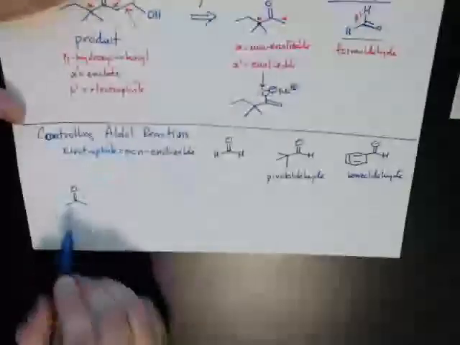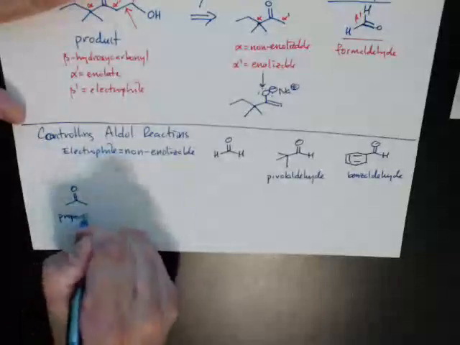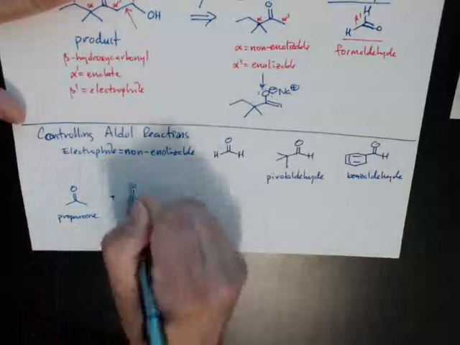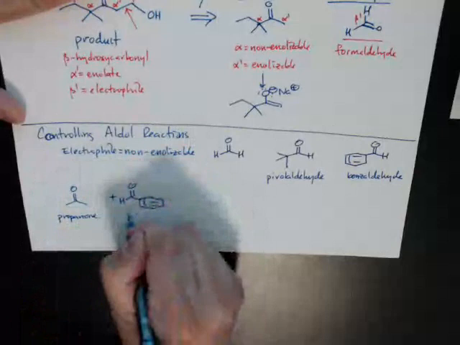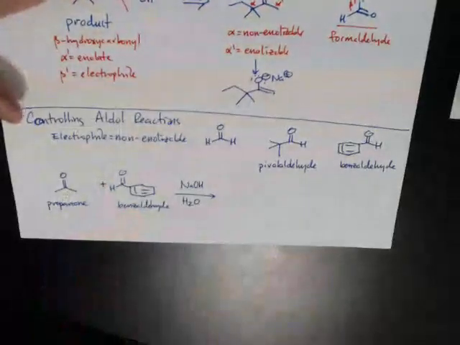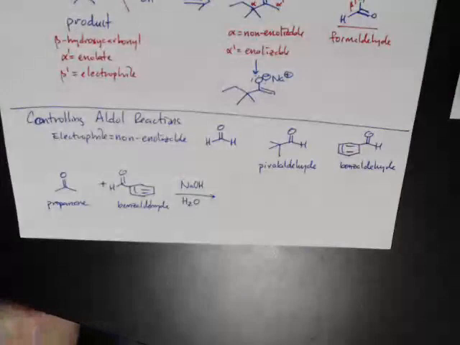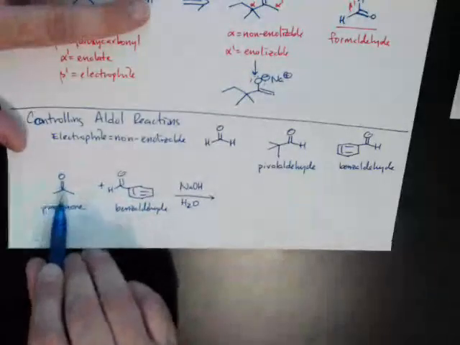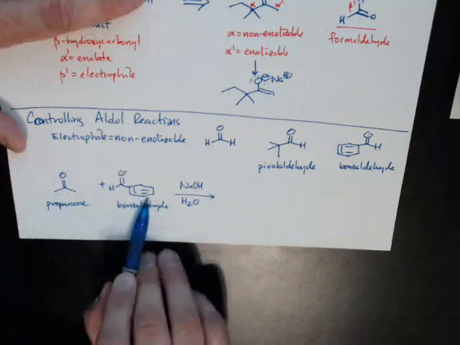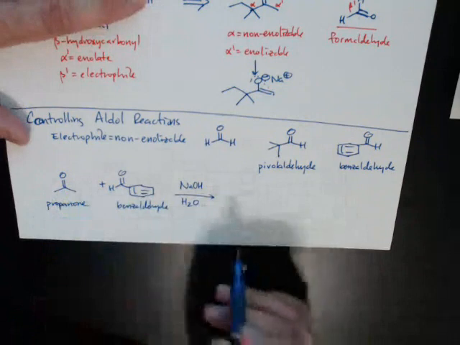So for example, if we had the following, if we took this ketone, which is called propanone, plus benzaldehyde, sodium hydroxide, and water, this will still undergo a self-condensation. So we can't control this from undergoing a self-condensation. It will do that. So by using a non-enolizable aldehyde, we're limiting the number of self and cross ones that we can form.